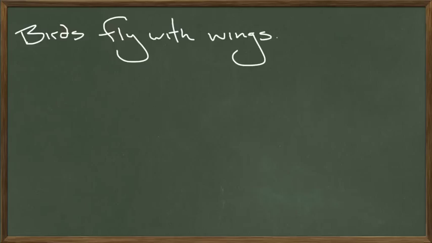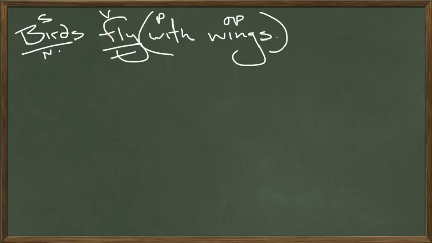Okay. Birds fly with wings. Subject of the sentence, birds, nominative case. What are they doing? They're flying, verb. They're flying with, preposition, with wings. Object of the preposition, with wings, prepositional phrase, ablative case. Are they using their wings to get the job done? Duh. So we're going to get rid of with. Birds don't fly without wings.